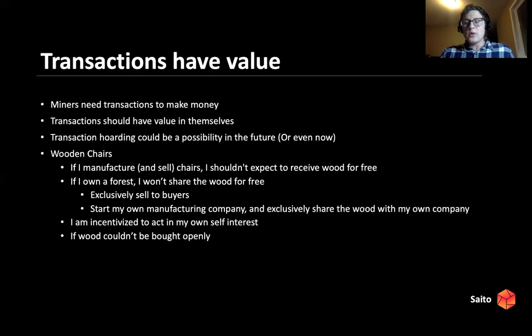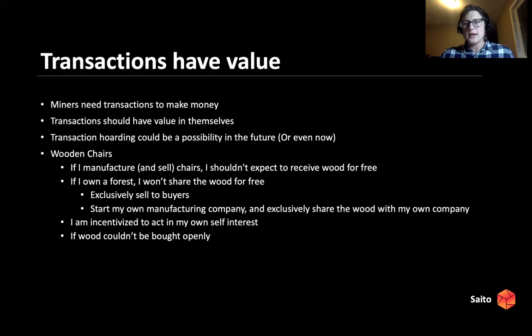Yet in blockchains like Bitcoin and Ethereum, the idea is that we should be sharing these transactions with each other in an open sense. Yet it is completely possible that we won't see that, because the incentive is to keep the transactions for yourself so you can benefit from that. So I think it is completely possible to see transaction hoarding in the near future, if we haven't seen that already.